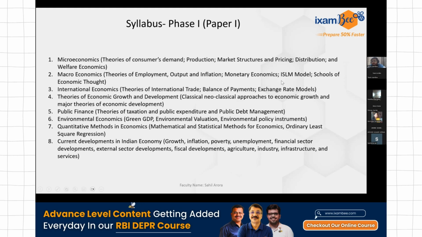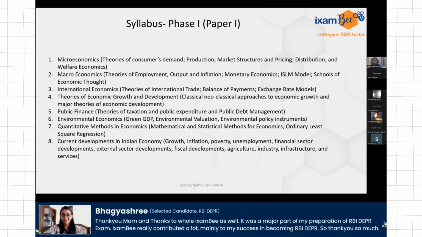Coming to monetary economics, I have seen questions related to classical monetary economics where they are more asking about MV equals PY. Also, why we are saying that money is neutral. On the basis of that, I have seen some questions.